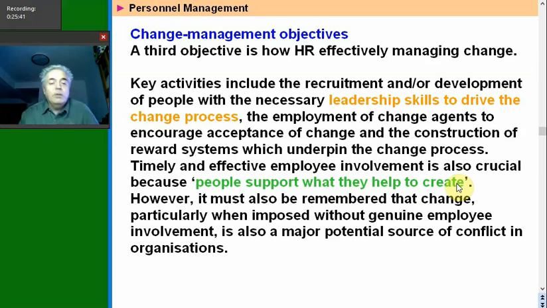For example, you may ask their opinion: how can we make this better? The employees get together and give opinions, and some of their opinions are taken, and they feel like, oh, this is me, this is part of me. So they are more engaged in making the change. But if something is imposed, they are more resistant. However, it must also be remembered that change, particularly when imposed without genuine employee involvement, is also a major potential source of conflict in the organization. This is what I was just talking about.